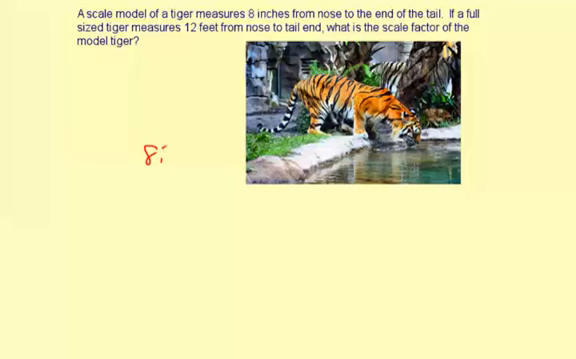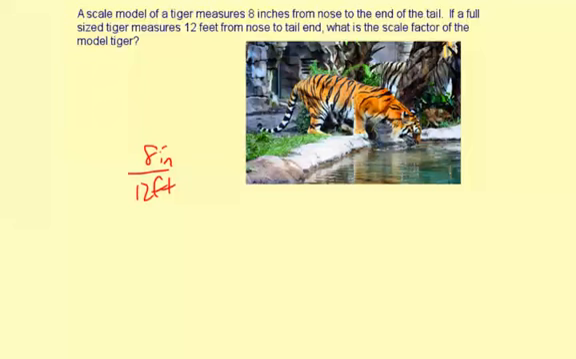So 8 inches is for the model. Full-size tiger, 12 feet from nose to tail. That's big. So we're supposed to figure out the scale factor here. Well, the scale factor has to have the same units. So what we need to do is create the same units in this ratio and then simplify as much as we can.